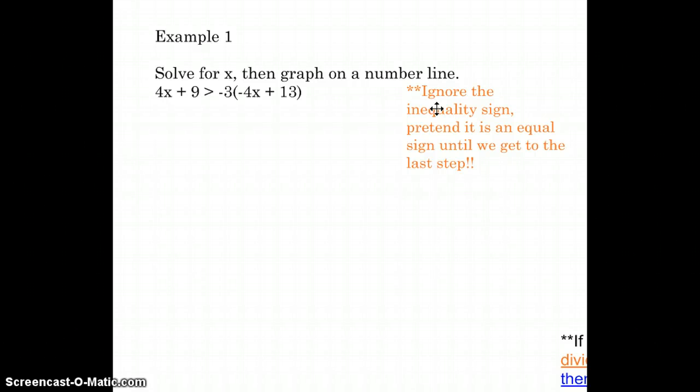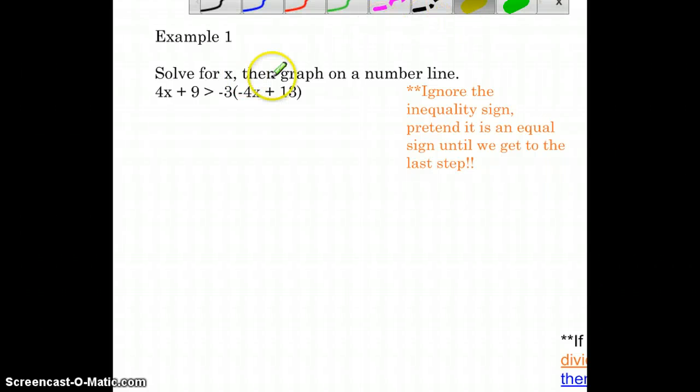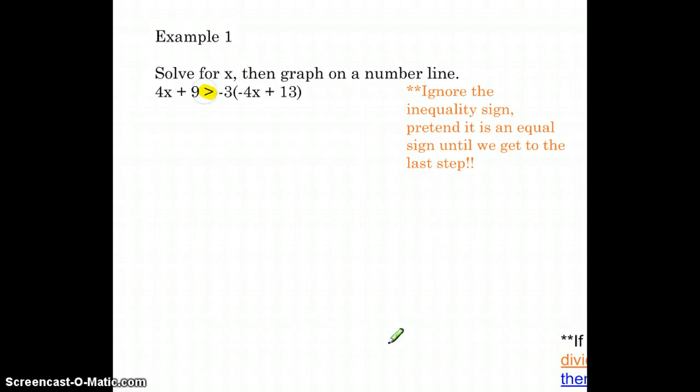So if you look here at this inequality we've got 4x plus 9 is greater than negative 3 times the quantity negative 4x plus 13. Really nothing different with this than what we've been dealing with for the last couple weeks other than this inequality sign here. And so I slid over here this key note, which you have to make sure you get down, put some stars next to it. This is really important. Just ignore this inequality sign for now. Just pretend that it's an equal sign. We'll do all our maneuvering, shift all the variables and terms around. Then we get to the last step. That's when we really need to focus on it being an inequality. So we'll come back to it then. But for now, let's just solve it as if it's a variable and an equal sign.